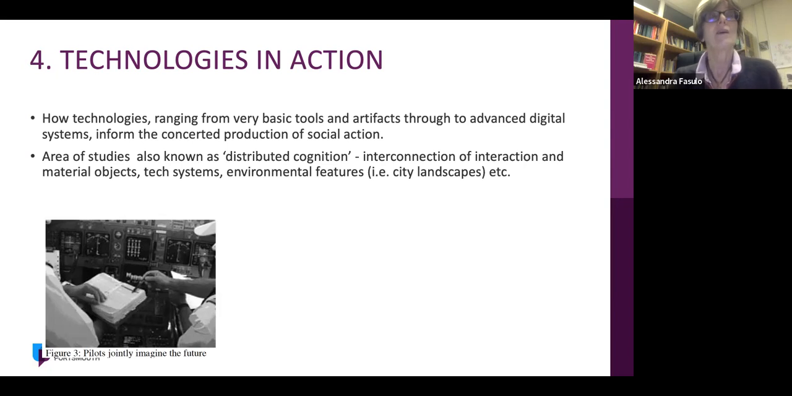And in fact, this area of studies is also known with technologies as distributed cognition, because the idea is that cognition is not in the head, in the skull, but it's spread over a number of things: objects, technological systems, and the environment. Think about a city landscape or a mountain, a path in a field, and things like that.